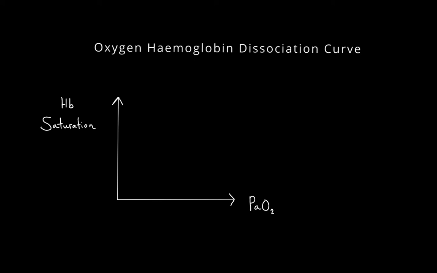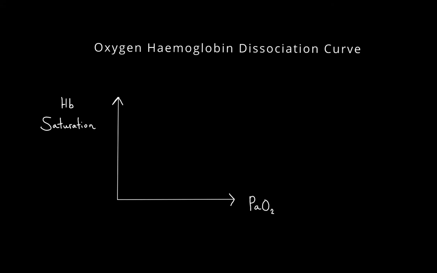Welcome to CADI Medics. This tutorial is on the oxygen hemoglobin dissociation curve. This curve is the relationship between the hemoglobin saturation of oxygen and the partial pressure of oxygen in the blood. We'll start from basics and label the axes.